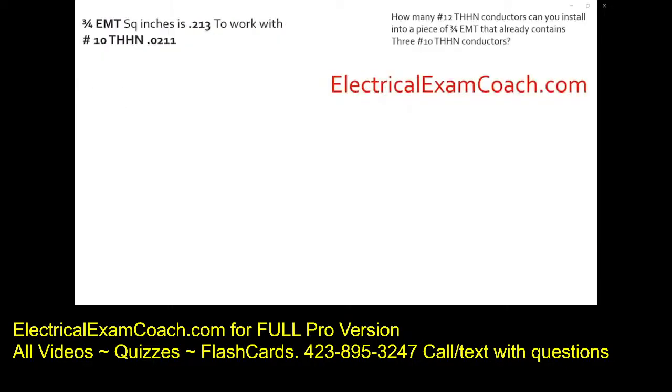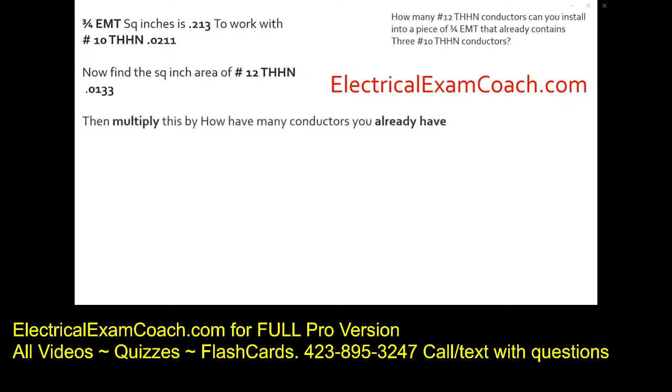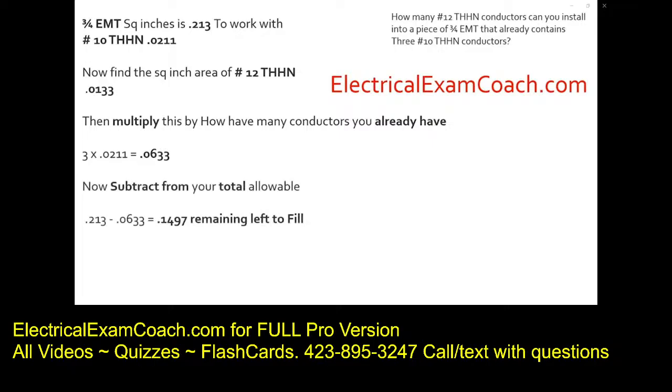Now that we have our conduit and our starting conductor, let's go ahead and write down our number 12s. That's the conductor that we're wanting to install. And then we'll be done with the code book, and all we have to do is some simple math. After we find that value and write it down, we can proceed. We're going to multiply our conductors that we already have. We have 3 number 10s multiplied by the value of a number 10, and that gives us this number. Now to figure out how much space we have left, all we have to do is take our total fill area, which was 0.213, subtract the number 10s, and that lets us know we have 0.1497 remaining left to fill.